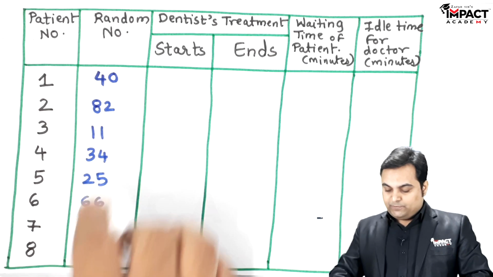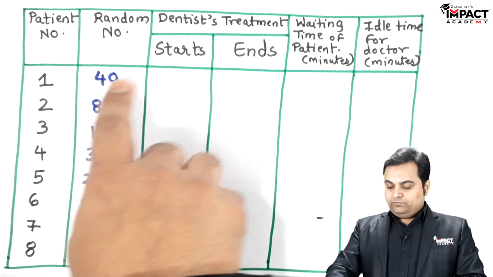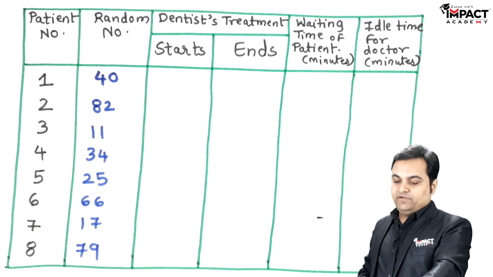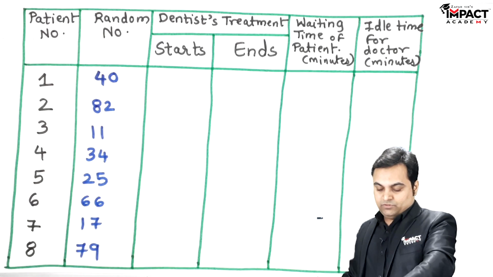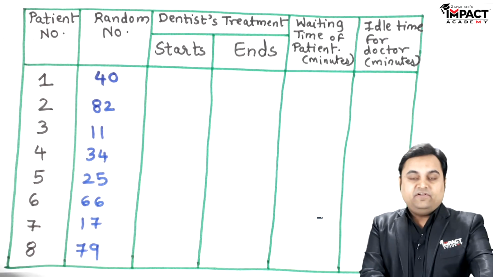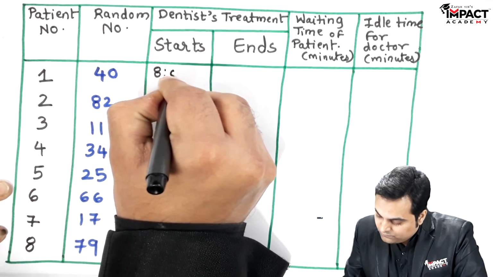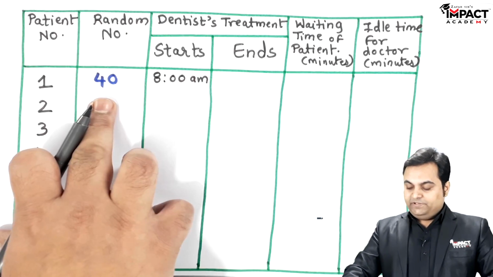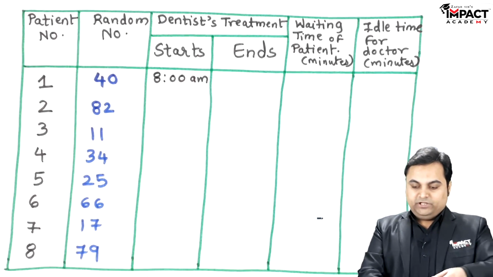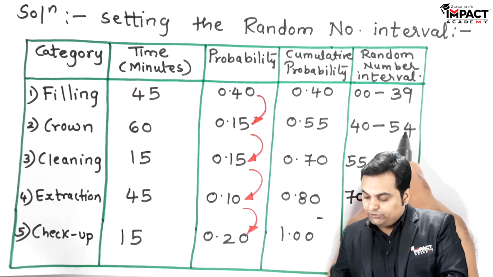Now, how to start this problem? See the first random number, which is 40, and it is assumed that here in the problem also they have said the arrival time of the patient is exactly starting at 8 a.m. So the first patient would arrive at 8 a.m. and the end of the treatment would depend upon the random number. Random number is 40, so go into the interval. 40 is in the range of 40 to 54.